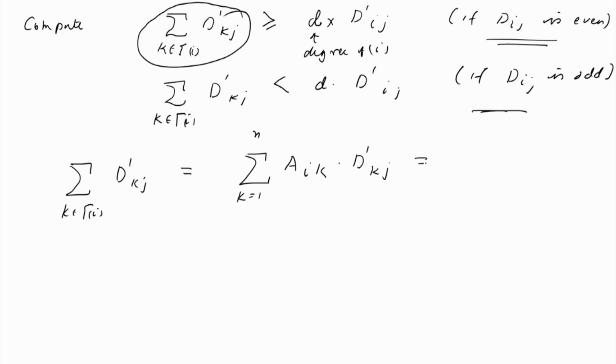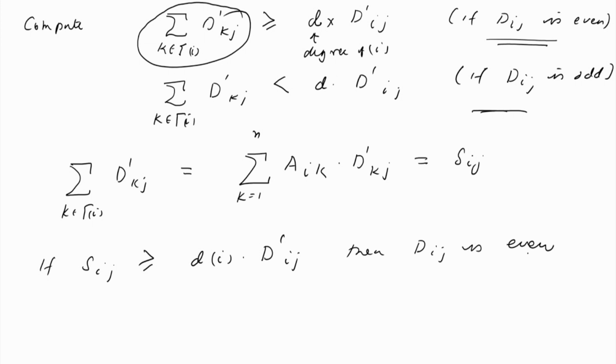If we call this S_ij, then we can compute these quantities. If S_ij is greater than d_i into d'_ij, then d_ij is even, and if it is less, then d_ij is odd. So, by doing one matrix multiplication, we can determine the parity of d_ij. So, we can convert this into an algorithm.